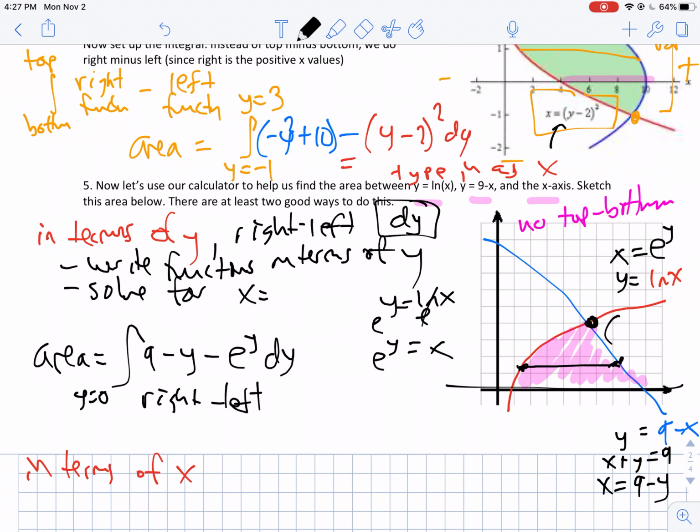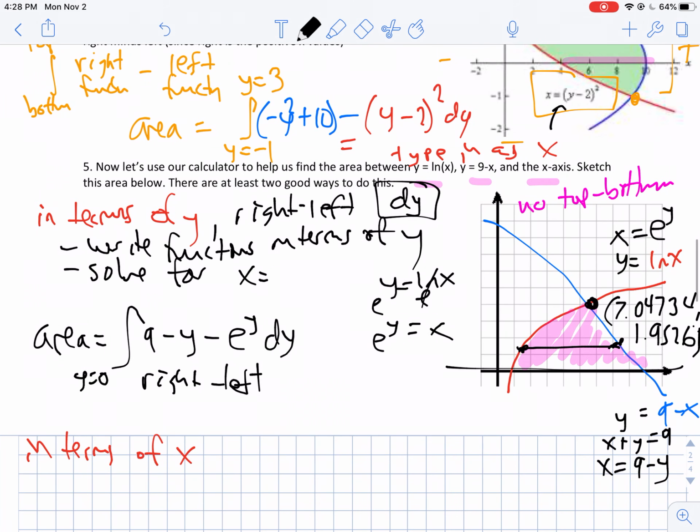So what I got here is 7.04734, comma, 1.95265. So what that means is if you're doing it in terms of y, your top bound is the y coordinate. It's the height right there. So you're going from 0 to 1.95265.